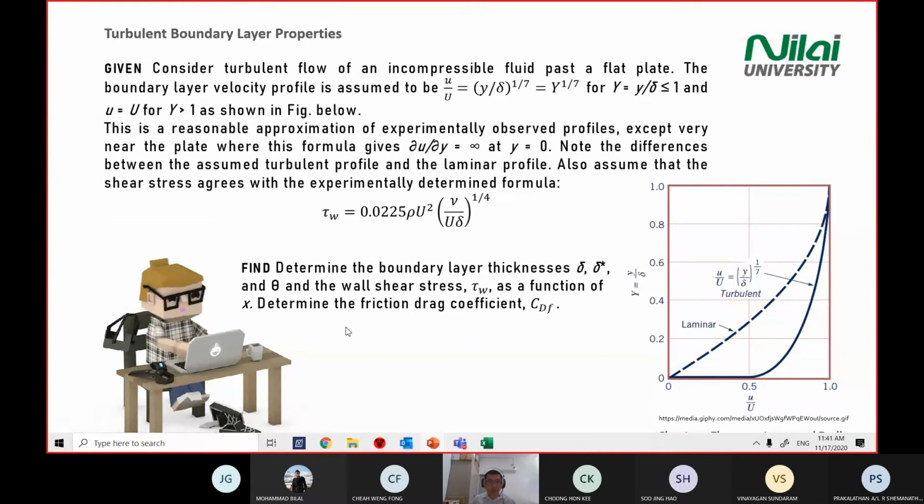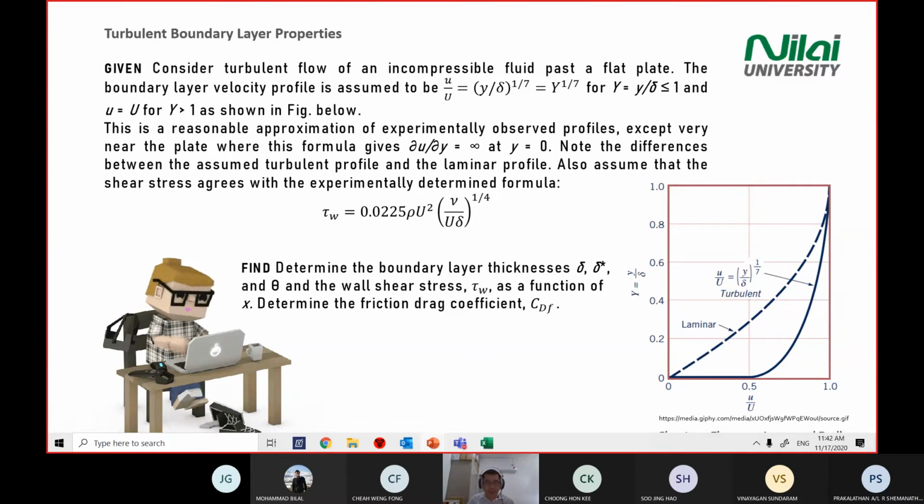Now, what does the question ask us to do? It asks us to determine the 3 boundary layer thicknesses, because one of your tutorial questions asks which 3 boundary layer thicknesses are often used in boundary layer analysis. So this is an application of question 1.5, which asks you about the 3 types of boundary layer thickness. From this question alone, it asks you to determine mathematically what the 3 boundary layer thicknesses are, and how you find them from this setting.